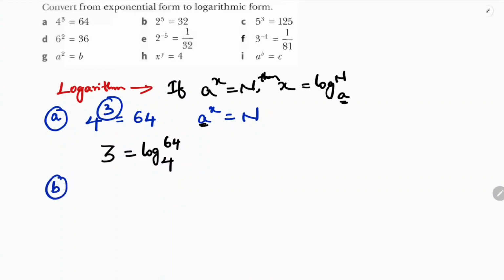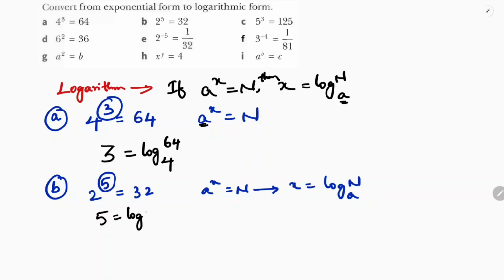In the same way, second question, if you see, 2 power 5 equals 32. So if a power x equals n, then x equals log n to the base a. So here in place of x we have 5. So 5 equals log 32 to the base 2.